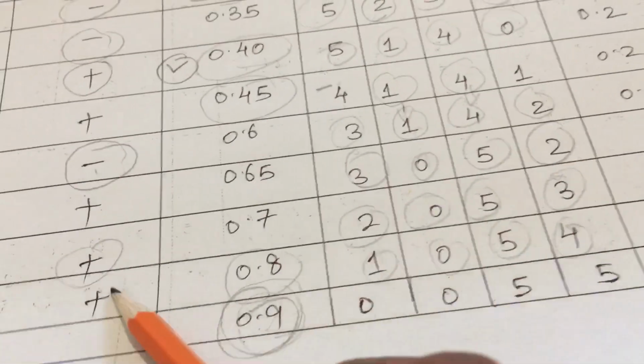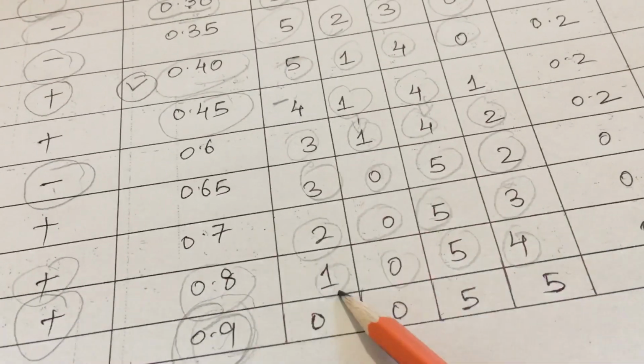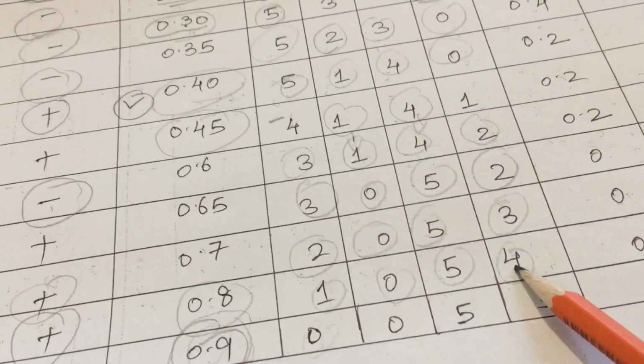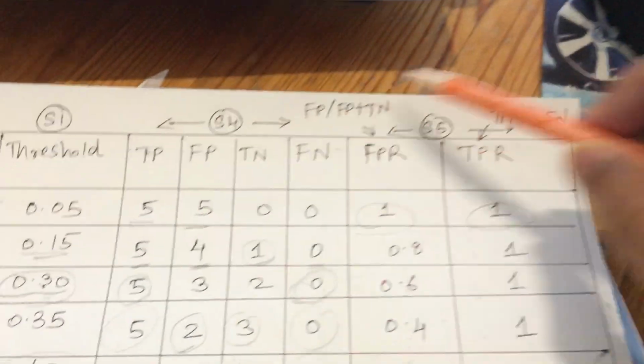For 0.9, just see the true label of the previous instance, and this value is decremented, this value is incremented, and these two remain the same. And then you calculate the FPR and TPR, that is the math part, which is very easy. And this is for model M1.